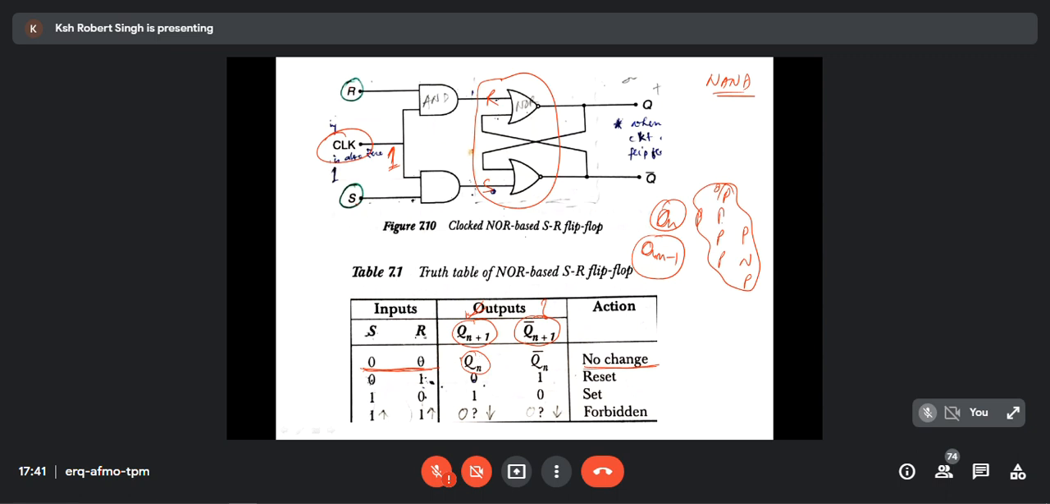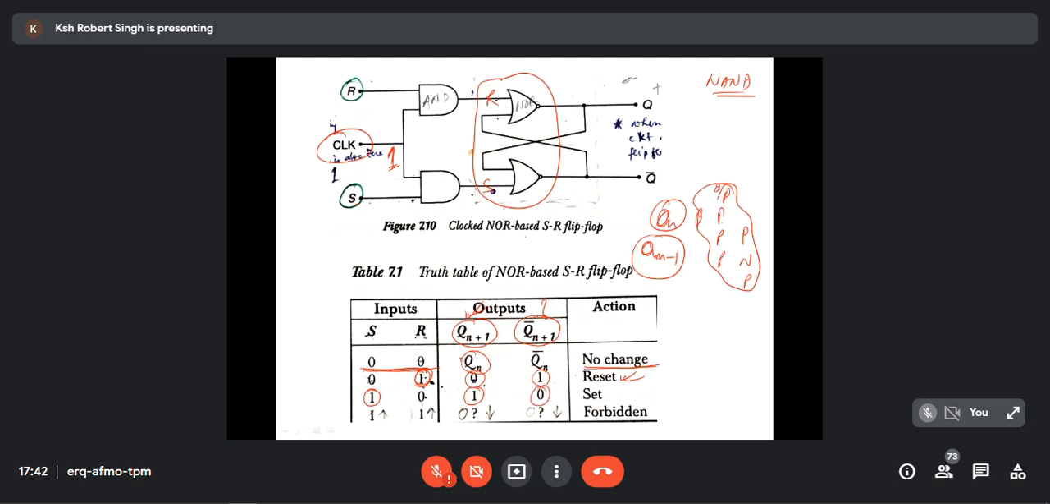Now you just see the next. When S is 0, R is 1. R is 1 means reset. Reset means the output is 0. Fixed. If this is 0, this should be 1, because they should be complementary to each other. No problem. If reset is 1 and S is 0, then we call it a reset. And when S is 1, then we call it set. S is set, R should be 0. This condition we call set, and the output will be set. Set means 1. Output is set to 1, and obviously this will be 0.